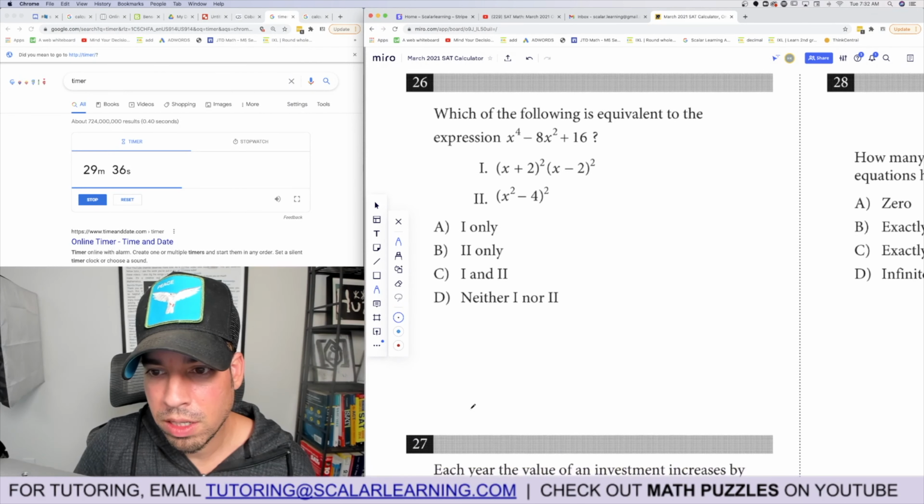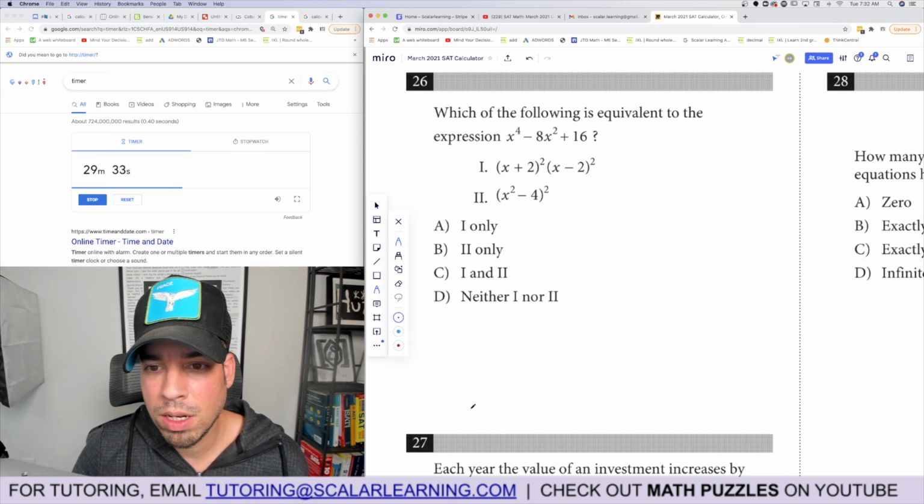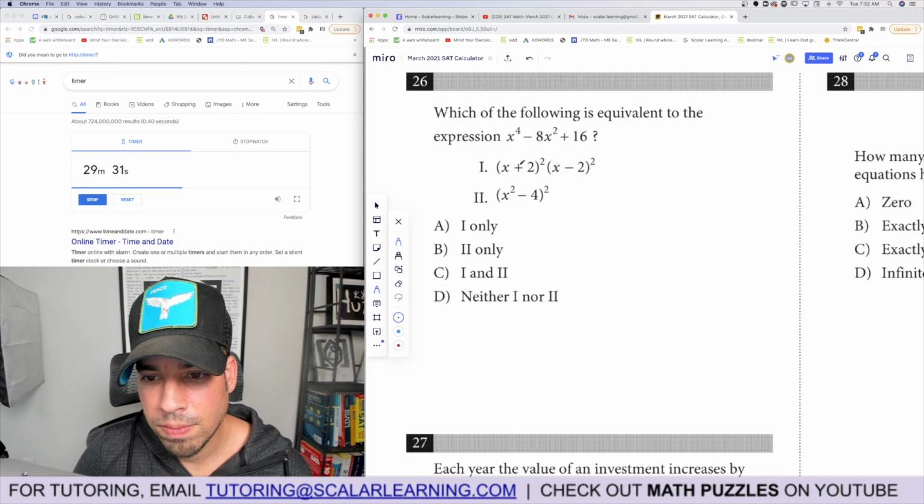Problem 26. Which of the following is equivalent to the expression? Okay. Wait a minute. What's the best way to do this? I'm just going to factor it, I guess. I don't really know. This is weird.